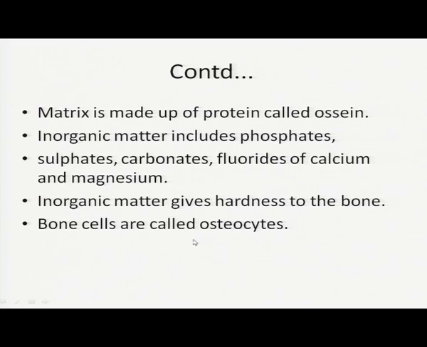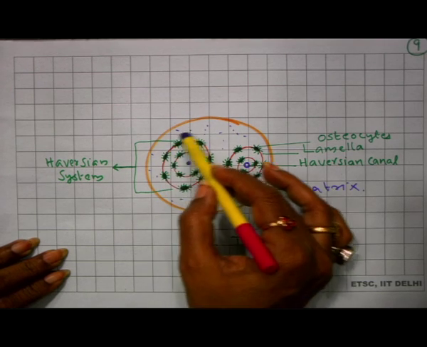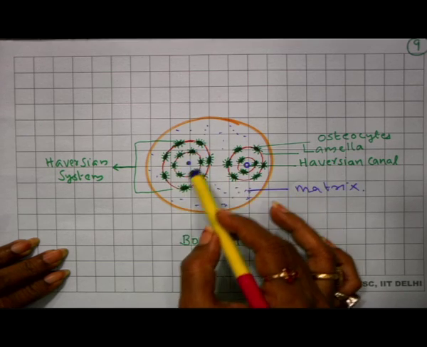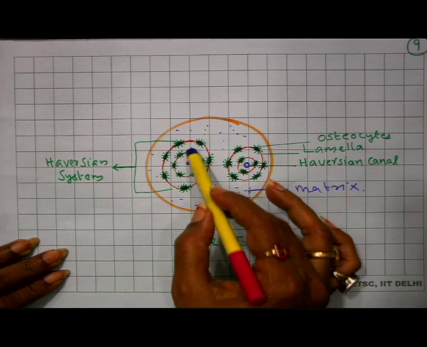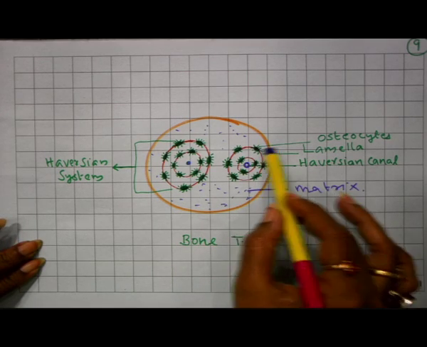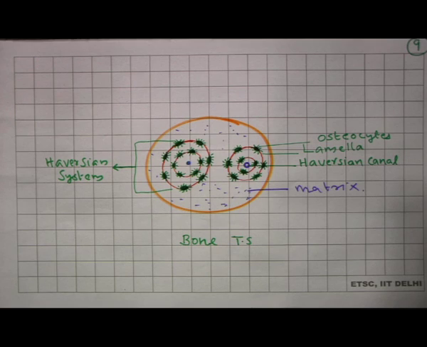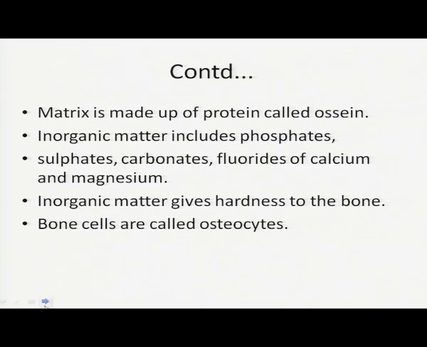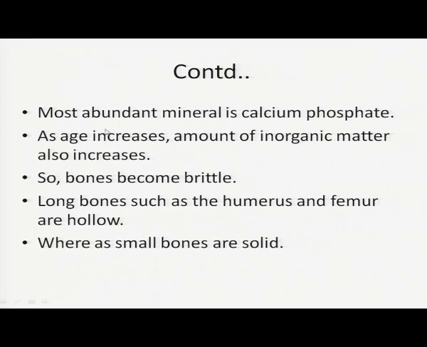Bone cells are known as osteocytes. Here you can see these are the bone cells, and they are arranged in concentric units in the form of layers, or lamellae, or rings. Cyte means cell, osteo means bone. So, bones are made up of cells known as osteocytes. The most abundant mineral present in the bone is calcium phosphate.